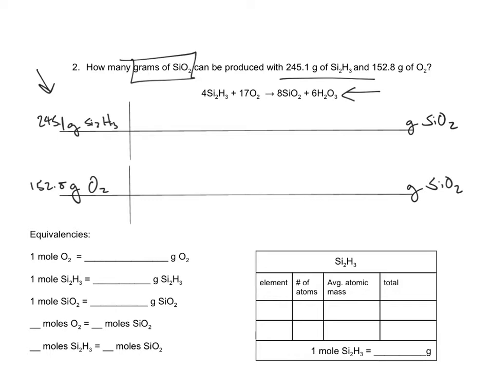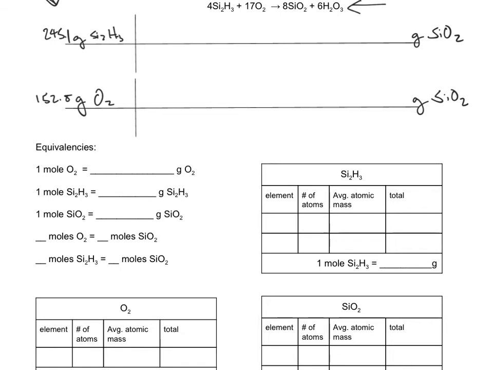Right now we're at grams. If you are lickety-split with your conversions, you know that you can only go from grams to moles of the same substance. And that conversion uses the molar mass. So we're going to use molar mass to convert this 245.1 grams of Si2H3 into moles. And if you're looking at your list of conversion factors down here, that's going to be this one, moles to grams for Si2H3. And we've got to fill that in over here on our little molar mass chart that is conveniently located for your usage.